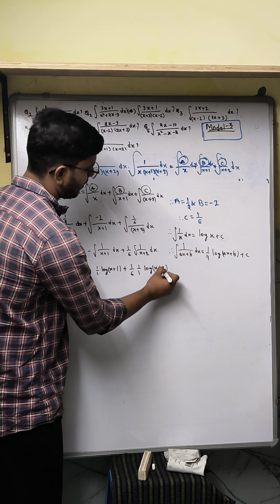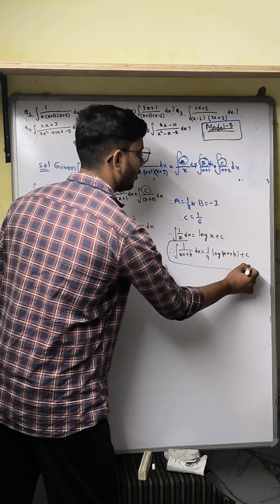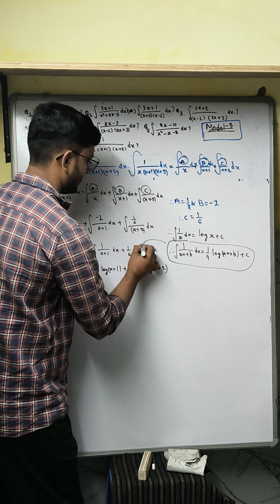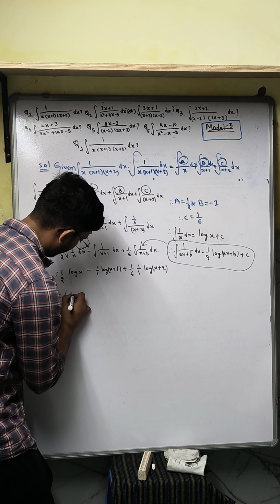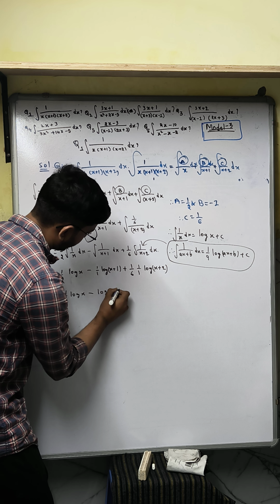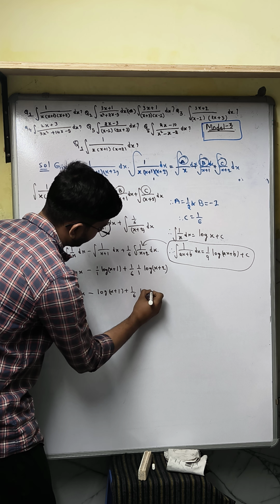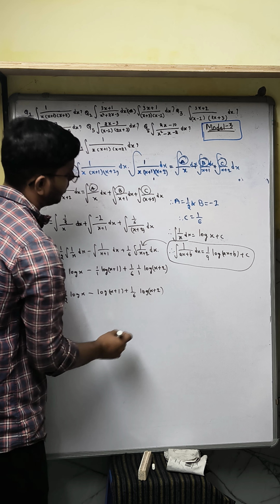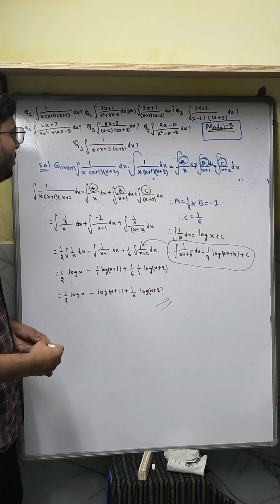We have to compare this formula to this. Okay, then the answer is 1 by 2 log x minus log(x plus 1) plus 1 by 6 log(x plus 2). Over. End of the problem.